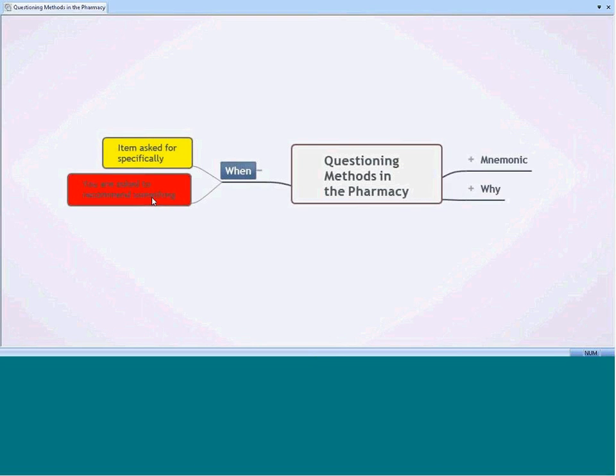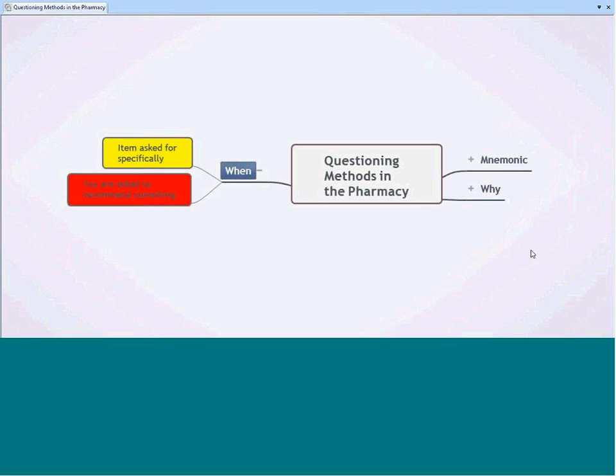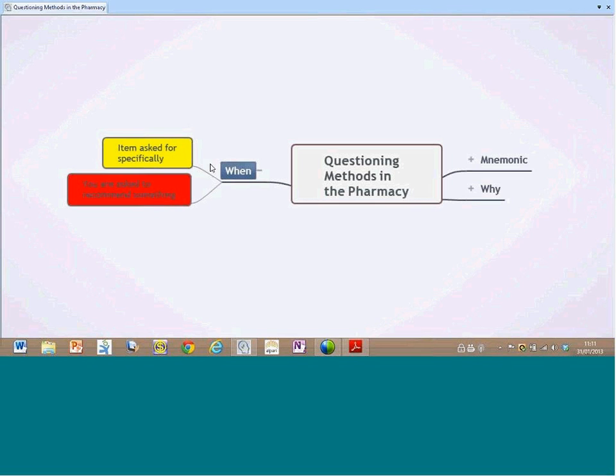There are two main different types of questions that you're likely to be asked. The first thing that you're likely to be asked by a patient, or one of the first things you might be asked, is what we call a specific item. An example of that would be a patient asking you, "Good sir, can you give me a packet of Nitol?" or something like that. They know what they want, they're just expecting you to give it to them.